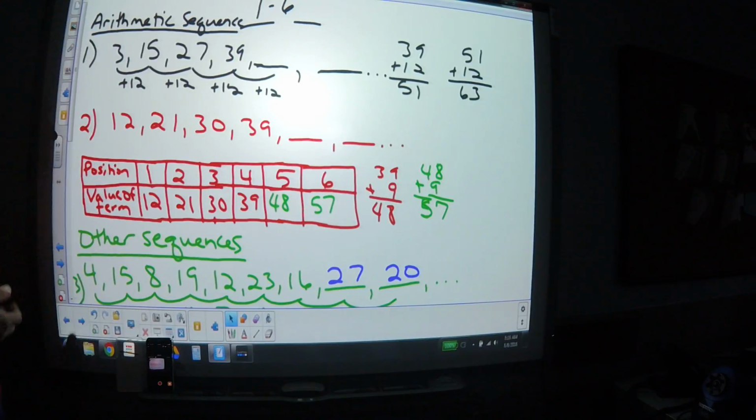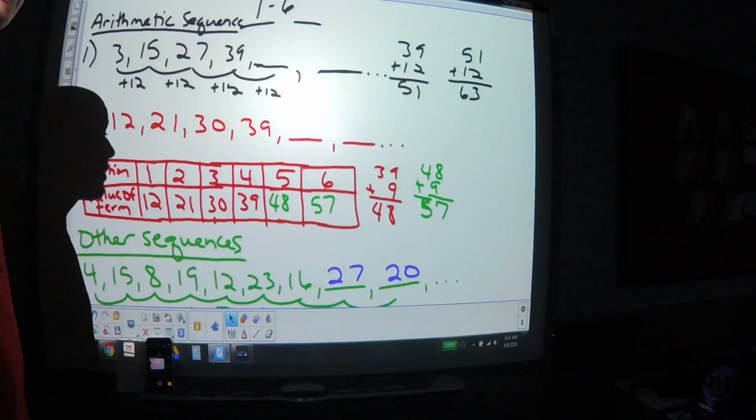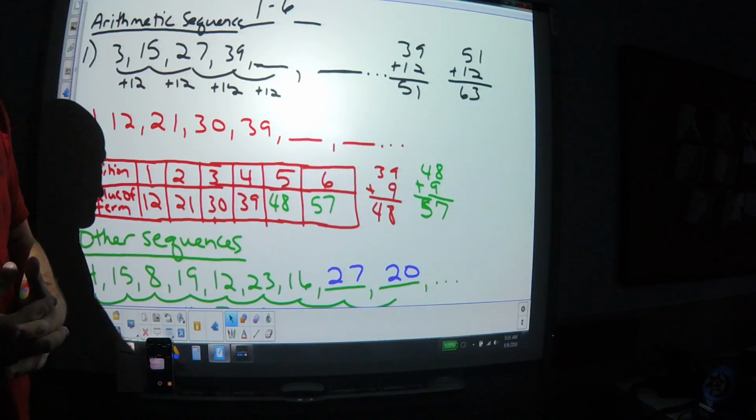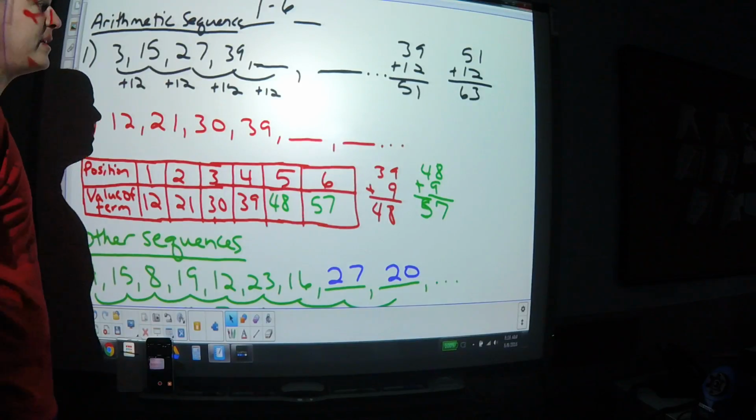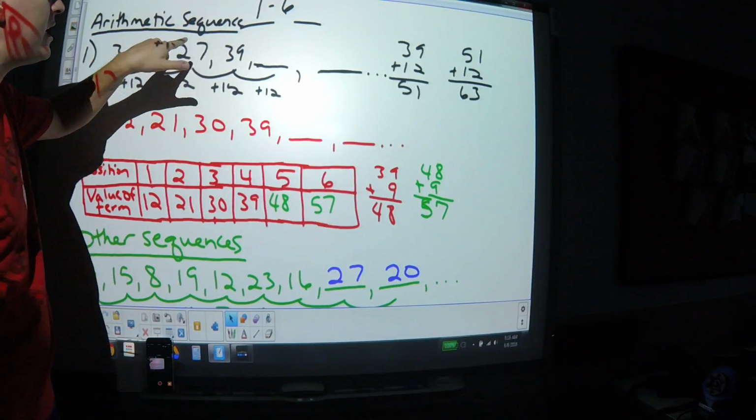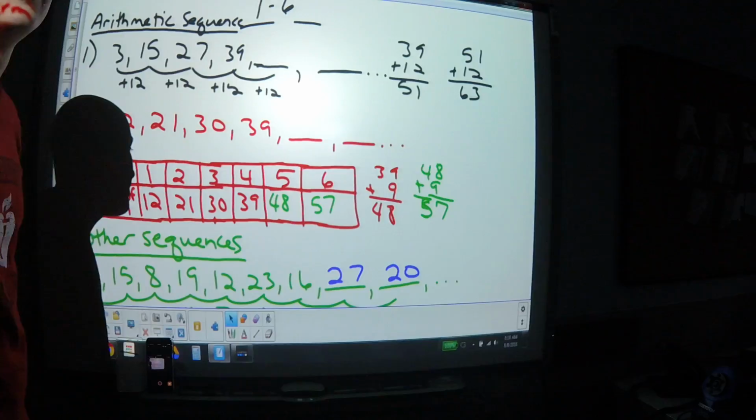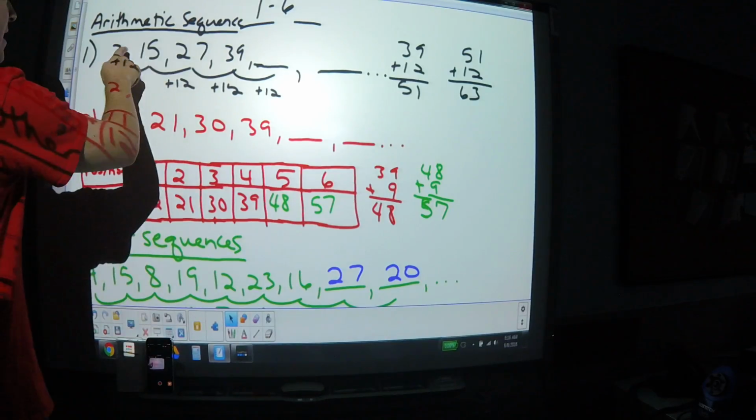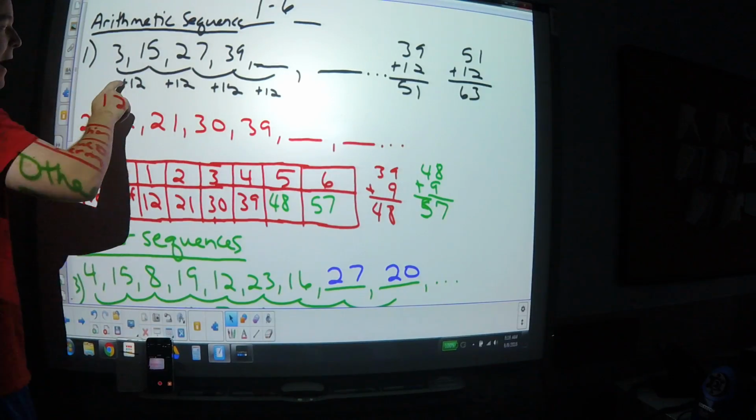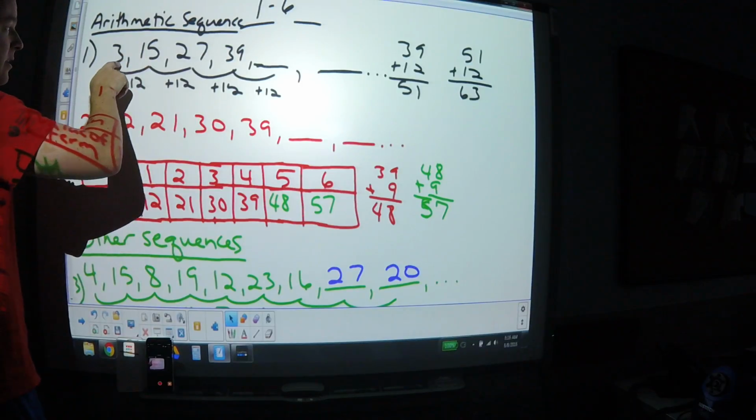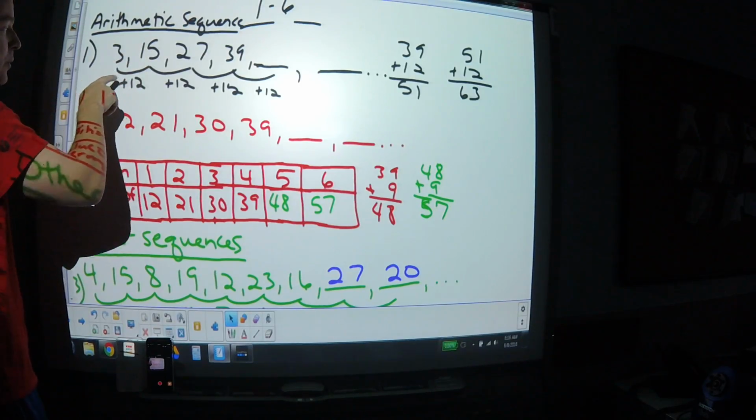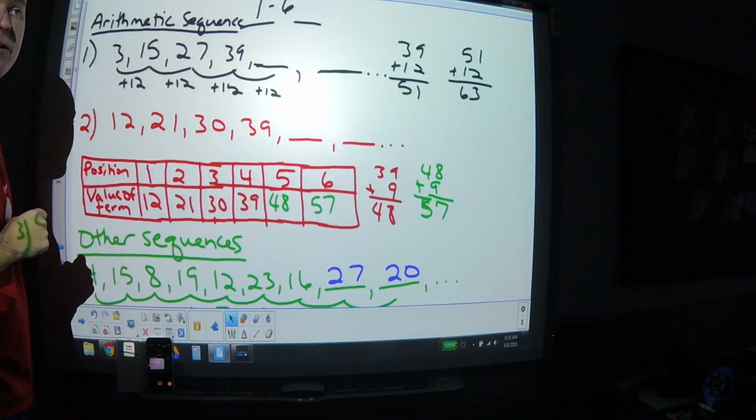Well, since we're talking about an arithmetic sequence, we're going to be talking about arithmetic. Okay? So, since it's increasing, we need to find the difference between each of the numbers and make sure that the pattern is the same. So 15 minus 3 is 12. So we're adding 12 from the first term to get the second term. So if you add 3 plus 12, that's going to give you 15.